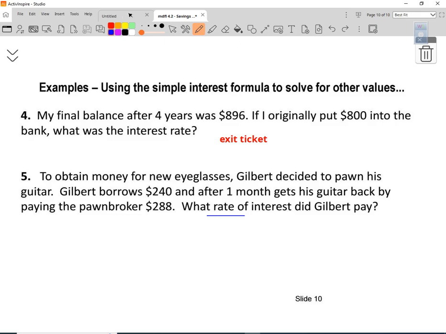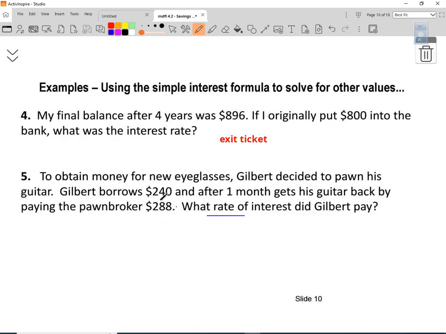Now we're looking for the rate. So we've not done one like this. So our problem says, to obtain money for new classes, Gilbert decided to pawn his guitar. Gilbert borrows $240 and after 1 month gets his guitar back by paying the pawnbroker $288. What rate of interest did Gilbert pay?